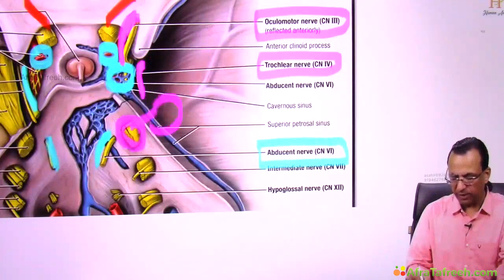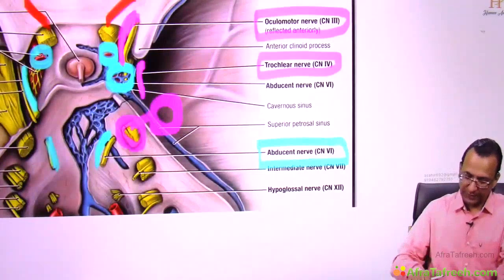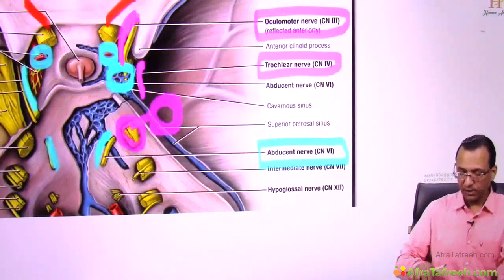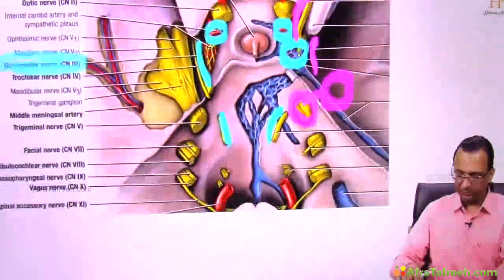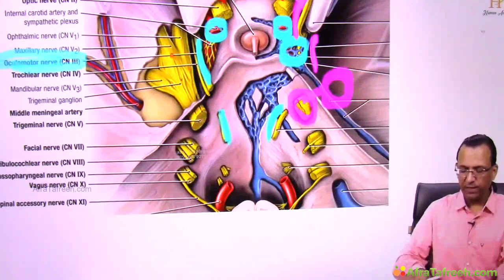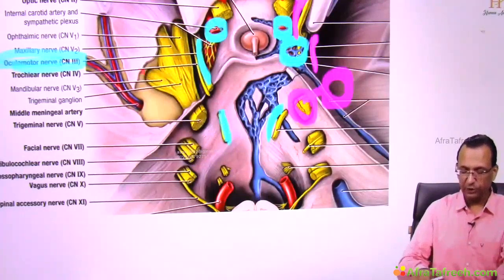Forming some ganglion at the floor of the middle cranial fossa. That nerve is the largest cranial nerve, the trigeminal nerve. It forms a ganglion at the floor of the middle cranial fossa and gives three branches, namely 5-1 the ophthalmic nerve, 5-2 the maxillary nerve, and 5-3 the mandibular nerve.